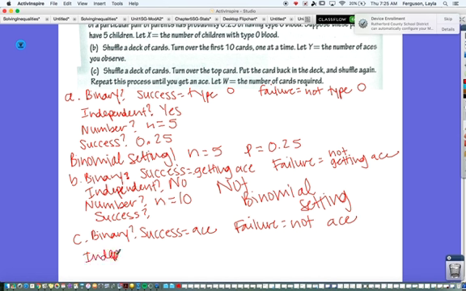Independent. This one would be independent because we are replacing those cards every time. So when we replace, it doesn't change the likelihood of the next card being an ace or not being an ace. So this one would be independent.